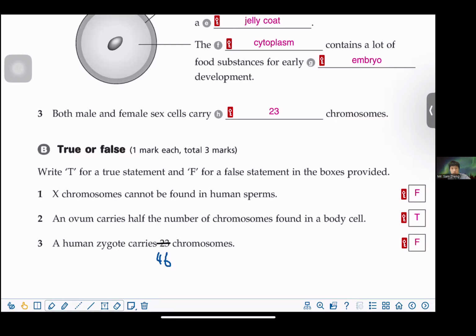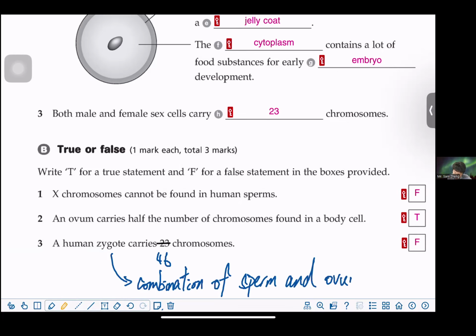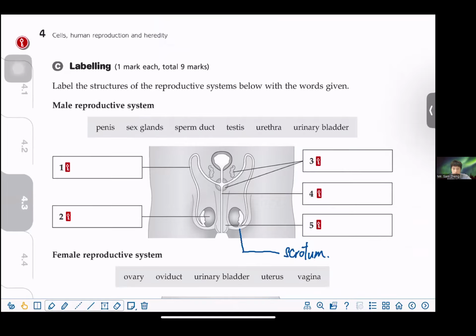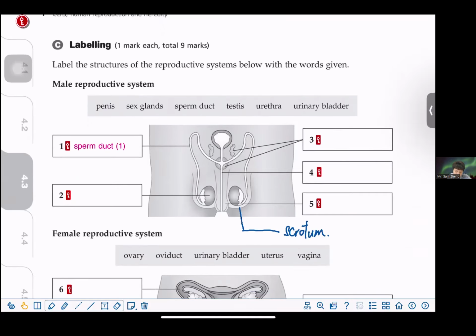Next, the human zygote carries 46 chromosomes. So sorry, it will carry 23 chromosomes? Sorry, it is false. Why? Because it should contain 46, because it already forms the combination. Because the zygote is the combination of sperm and ovum cell. Is it all right?